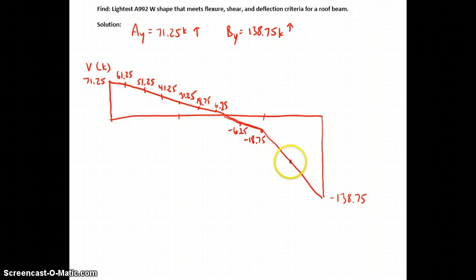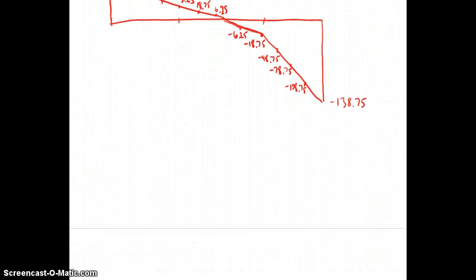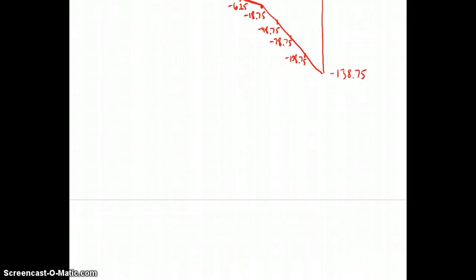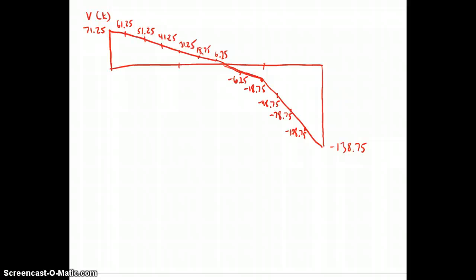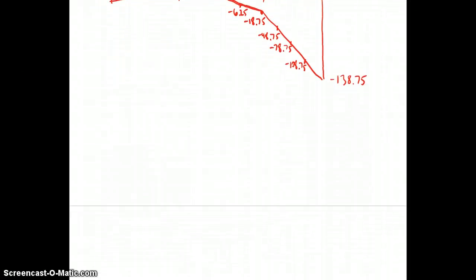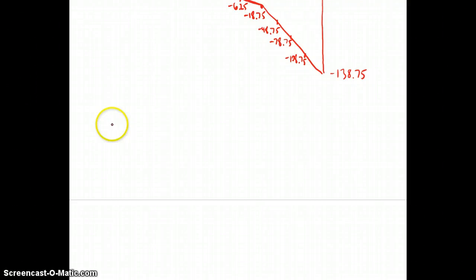Along segment C, the quarter points are 1.5 feet apart, and the values of shear are negative 48.75, negative 78.75, and negative 108.75. Okay, knowing that the value of moment at, say for example, the first quarter point is equal to the value at the left end of moment plus the area under the shear curve, we can draw the moment diagram.